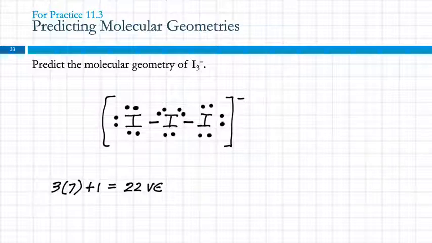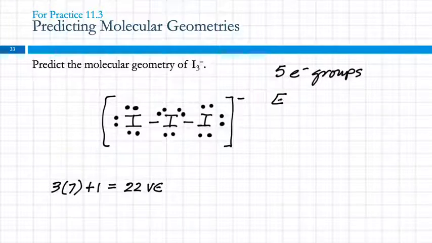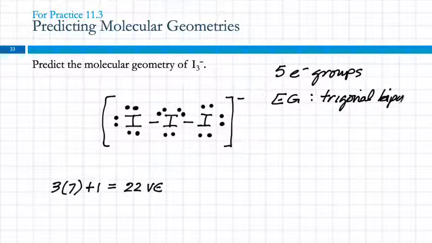Now we can predict the molecular geometry. How many electron groups around the central atom? 5. So we have 5 electron groups. So our electron geometry is, what do 5 balloons do? Trigonal bipyramid, just squeeze it in there.